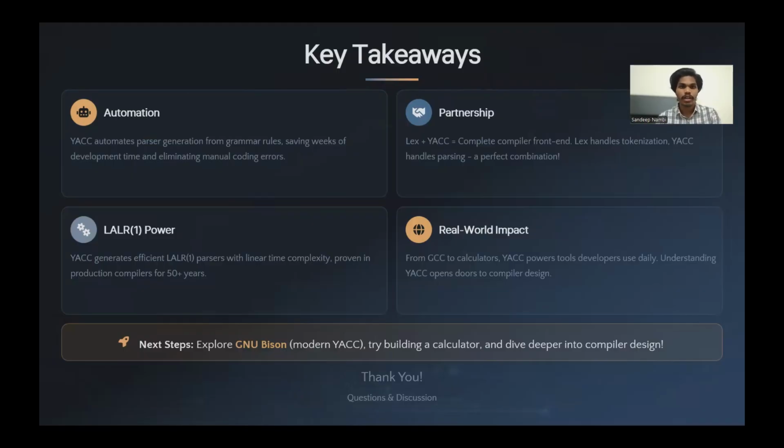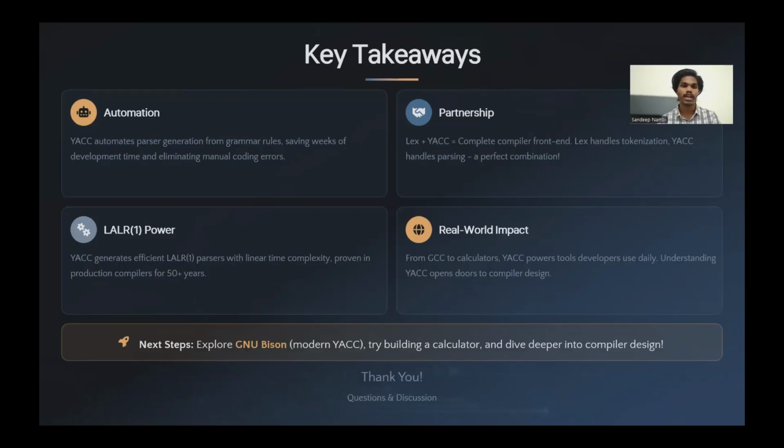Now let us understand all the key takeaways that we have to learn from this presentation. The first one is automation. YACC automates parser generation from grammar rules, saving weeks of development so that we can perform all our tasks much faster. And the next one is partnership. Here we have already discussed the perfect relationship between Lex and YACC, which is a complete compiler front end. Lex handles all the tokenization, while YACC handles parsing, which is a perfect combination.